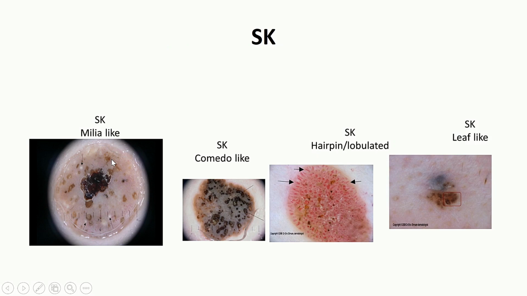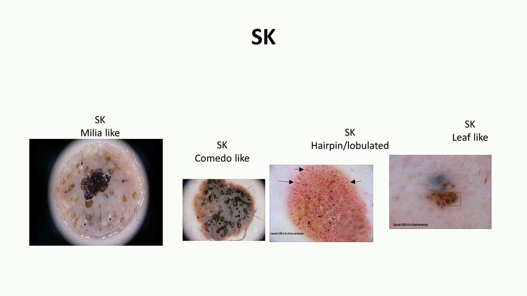And you see here the dermoscopy that is indicative of seborrheic keratosis. Milia-like structure, comedo-like structure, hairpin or lobulated structure, and leaf-like structure. So the leaf-like structure, as said before, is a finding in keratinization process that is not only confined to the diagnosis of basal cell carcinoma, but also could be found in seborrheic keratosis.